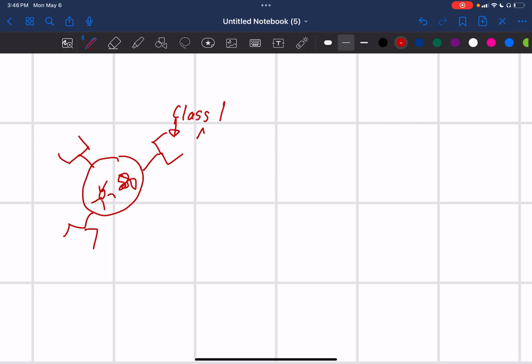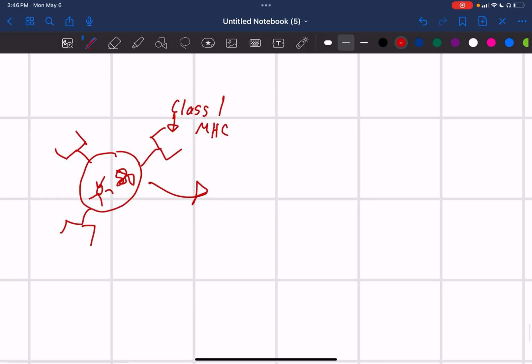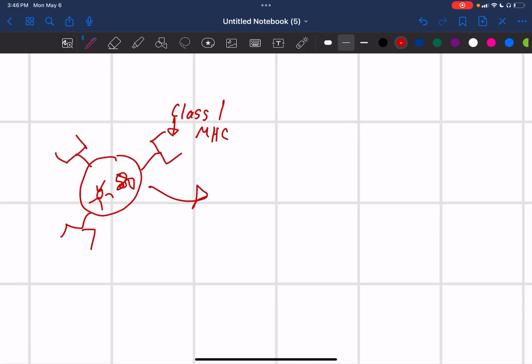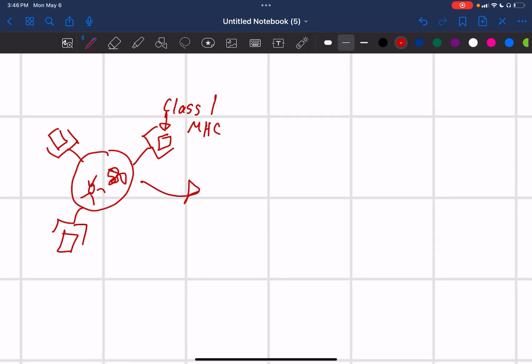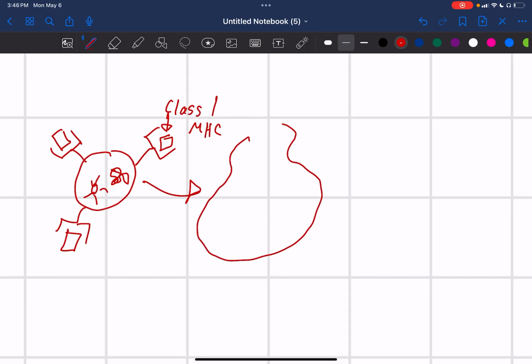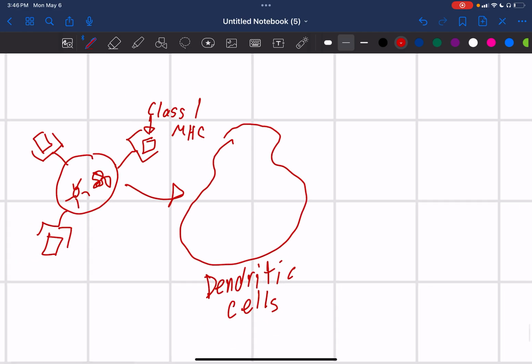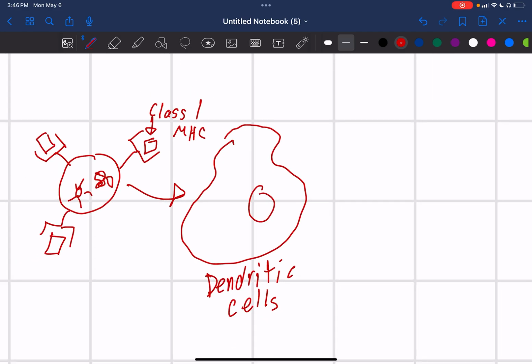Class 1 MHC, right? And essentially, fragments of these cells are going to be picked up by host antigen presenting cells. These host antigen presenting cells can also be known as dendritic cells, right? All right, these dendritic cells then pick up the viral antigen to where they can present it to a CD8 T cell.